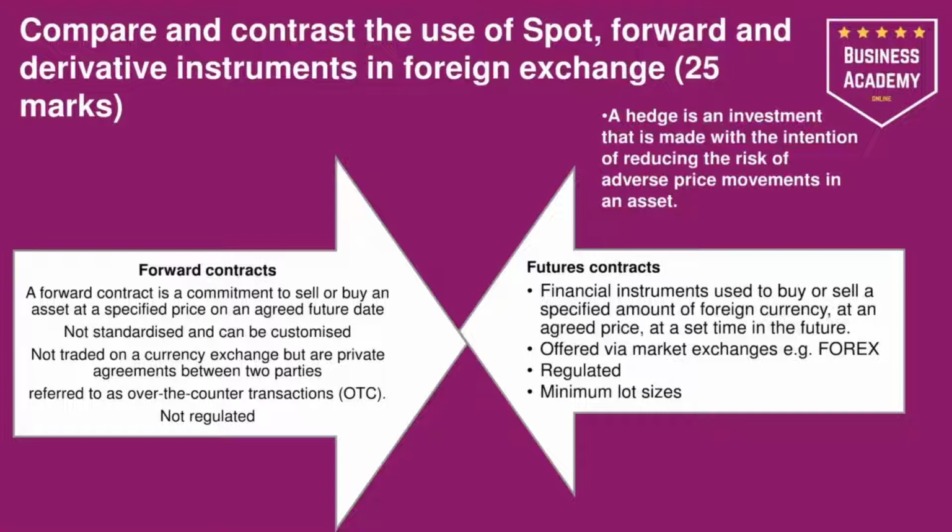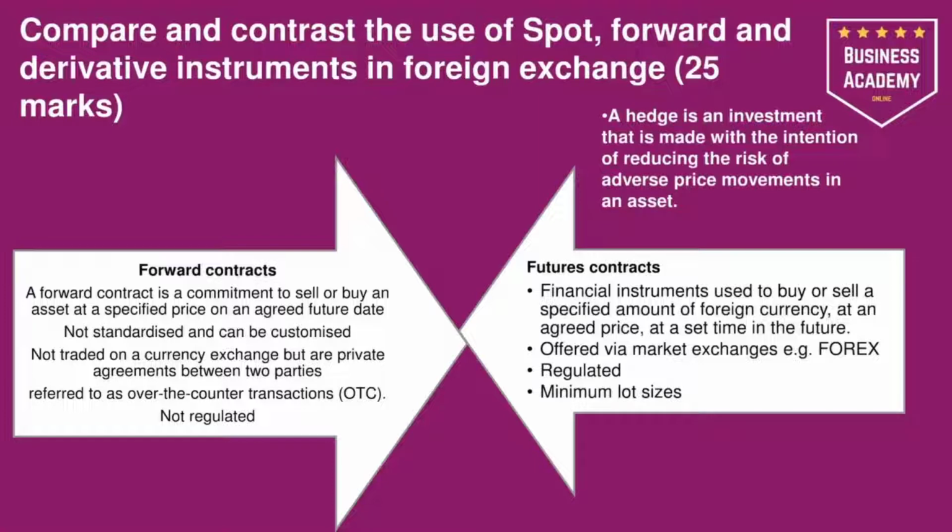So let's look at forwards versus futures because these are very, very similar. A forward contract is a commitment to sell or buy an asset at a specified price. We've already said that. And it's not standardized and can be customized. What that means is that you can create your own agreement. So you can have as many dollars or pounds or yen as you might want. And it can be customized to that particular deal. You don't have to use a standard kind of model form.